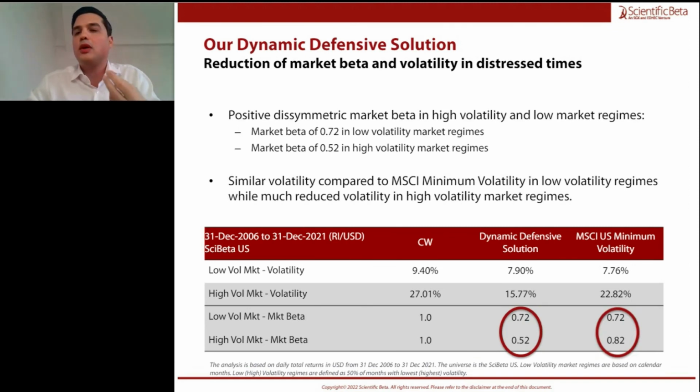Similarly, if you look at the percentage volatility of the strategy in these two regimes, you get the same picture. During a high vol regime, the volatility of the dynamic defensive is roughly 16%, which is much lower than the approximately 23% of the min vol portfolio. So you get this nice dissymmetry, you get this nice conditionality of market beta, which is allowing you to manage the downside much better.